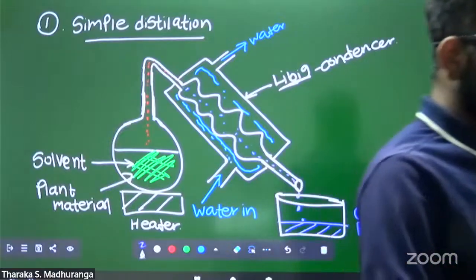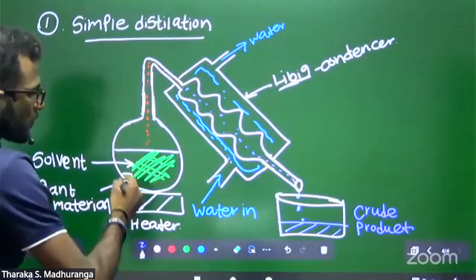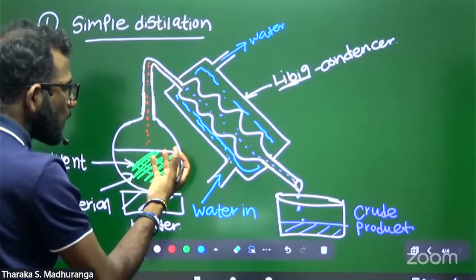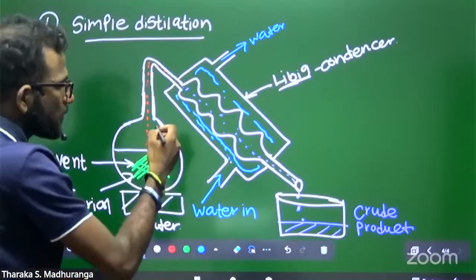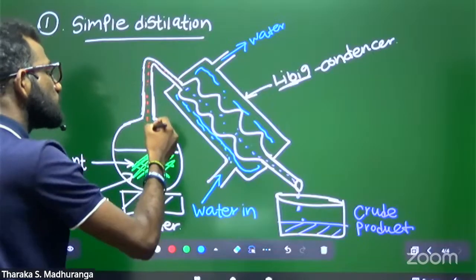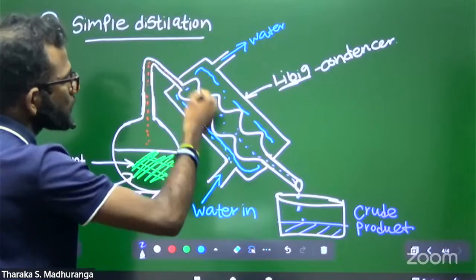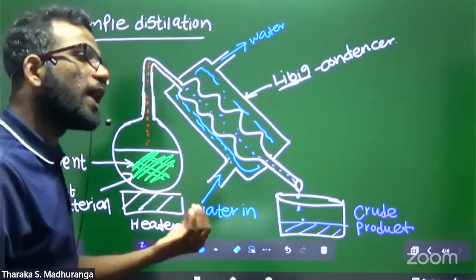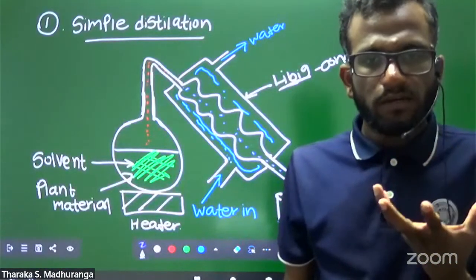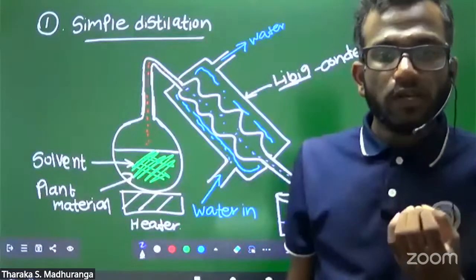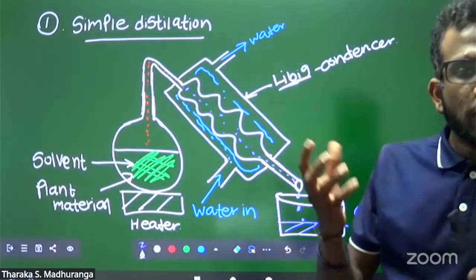Okay, quickly draw this and the process. I think you can easily remember. The solvent is heated, then the compounds in the plant material come into the solvent because of the high temperature. Then the solvent is vaporized. While the solvent vapor is transferred through the condenser, it is cooled and condensed. Then the condensed liquid solvent comes to the final beaker. That is the crude product.